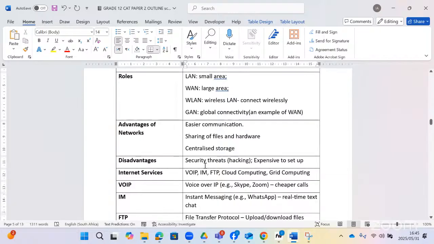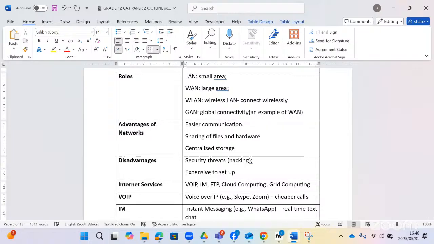Then the disadvantages of network. First thing that you must think about is the security threat, or you can say security issues. Whenever they ask questions about disadvantages of something that involves network, you just say security issues or security threats. Don't mention hacking or what. Just say security issues. And also expensive to set up, especially network, expensive to set up, and others. There are so many disadvantages that I've talked about earlier. You get them from the notes also.